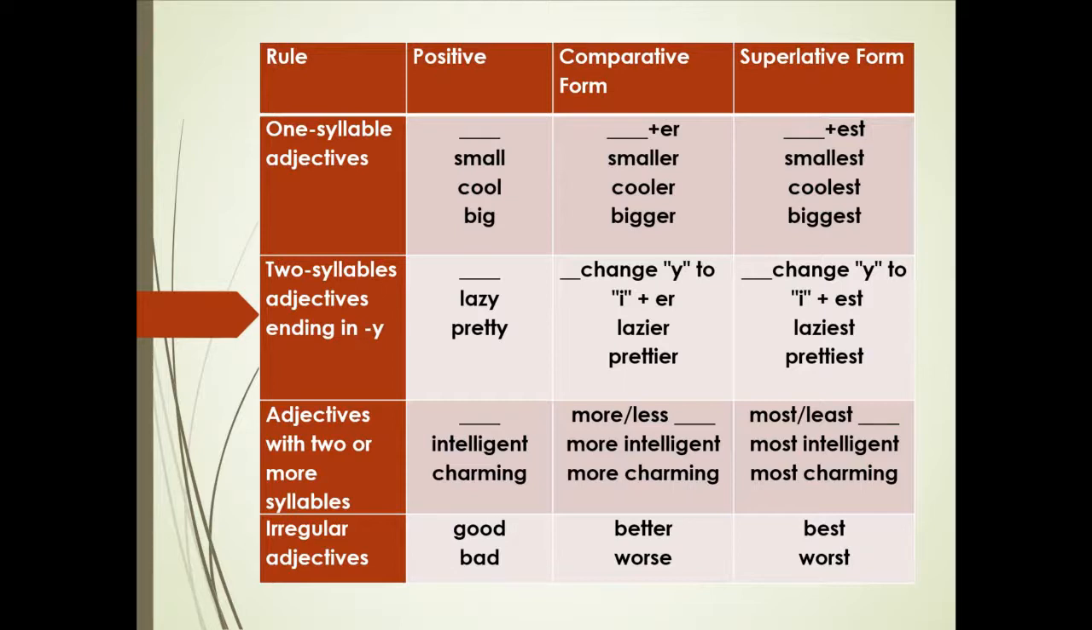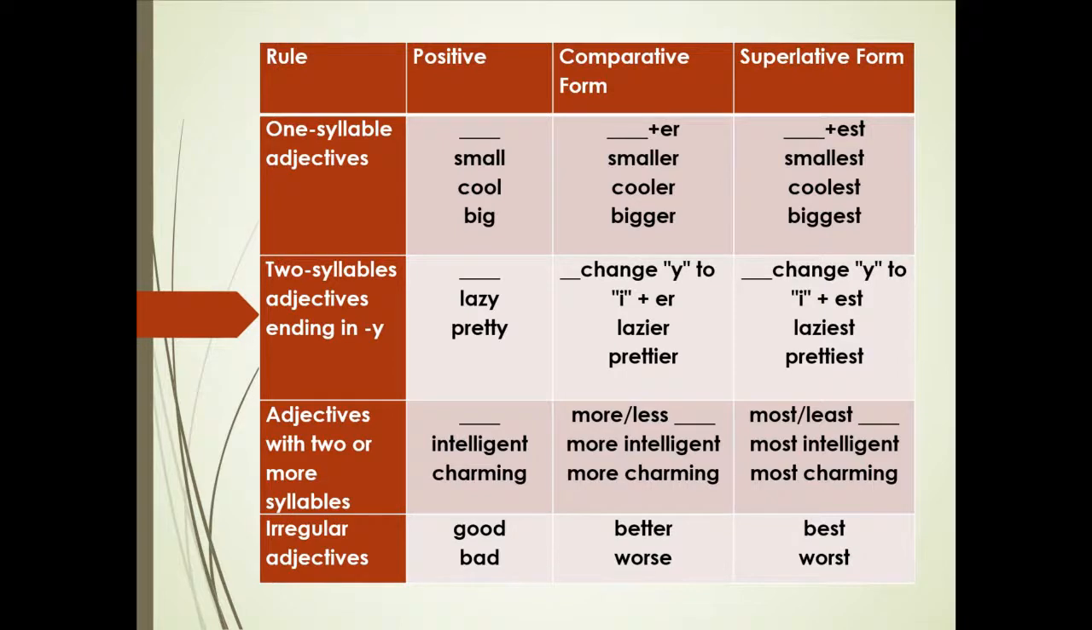Then for adjectives with two or more syllables, like intelligent, charming, you have to add more or less for the comparative. More intelligent, less intelligent, more charming, less charming. For the superlative, you have to add most or least. Most intelligent, most charming, least intelligent, least charming.